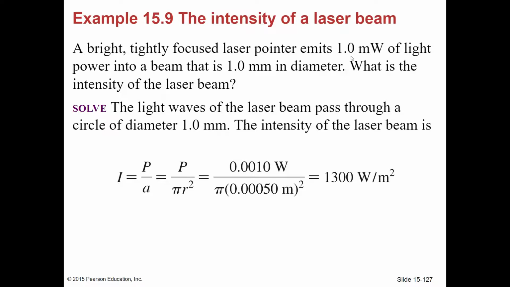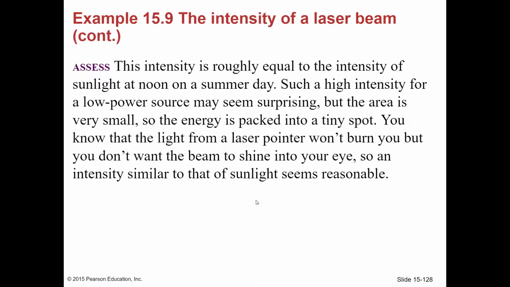In a problem like this, we know that a laser is emitting 1 milliwatt of light into a beam that is 1 millimeter in diameter. So the power of the laser divided by the area of the beam, area of a circle being pi r squared. Plug that all in, and we get 1,300 watts per meter squared.